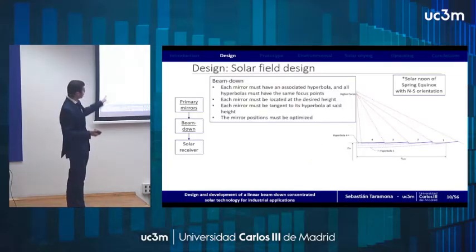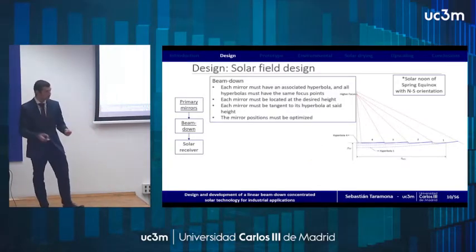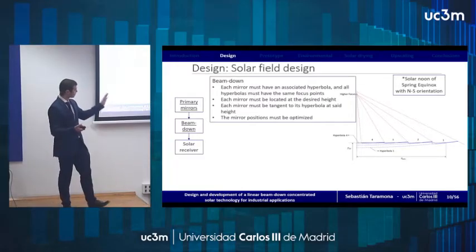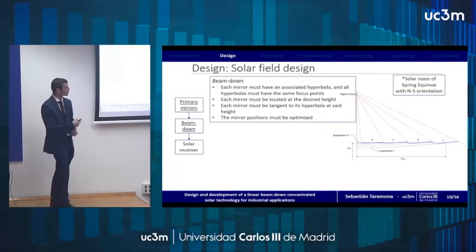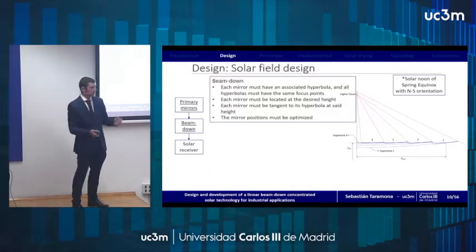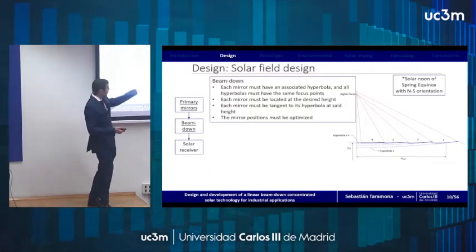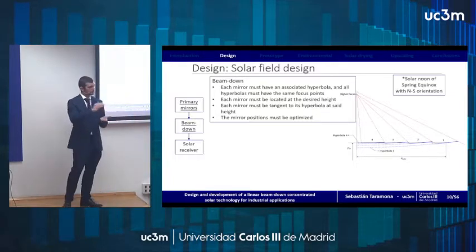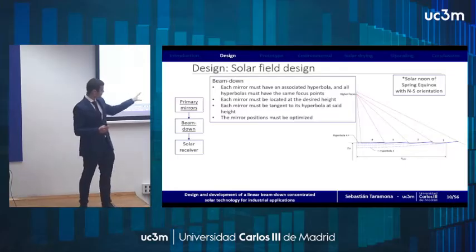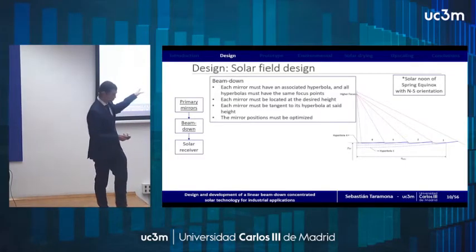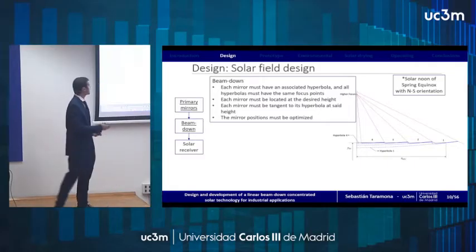Afterwards, once we have this width, we can proceed to define the position and the curvature of all the beam down mirrors. Here, the important things are that, one, all of the mirrors are located at the same height, and all of them have an associated hyperbola, to which they are tangent at the desired height. This allows us to keep the interesting optical properties of the hyperbola, but using flat mirrors in this case.